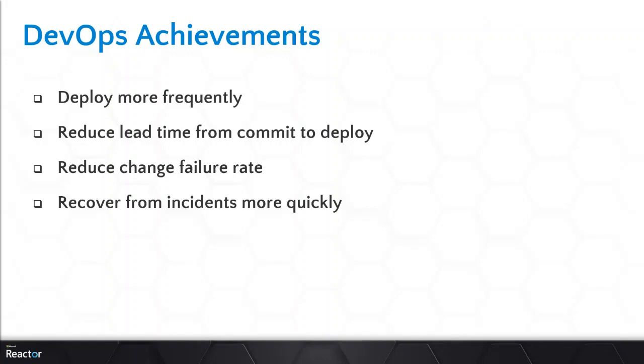That's what we can say, right? The second part we see is whether we have reduced the lead time from commit to deploy. What does this mean? As I mentioned, whenever we do a code commit in any source control, be it Git, be it TFS or SVN, right? Are we able to deploy it immediately?